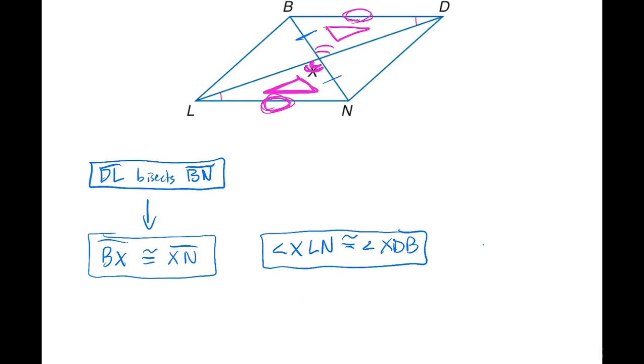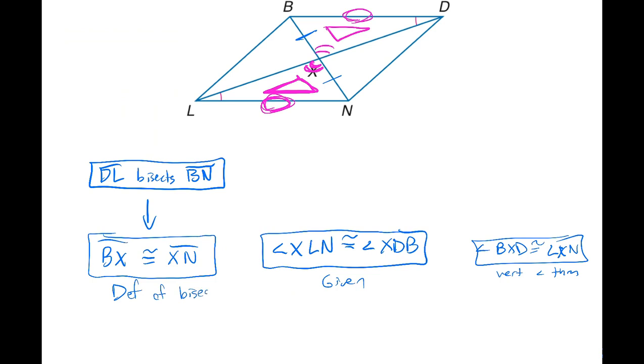angle BXD is congruent to angle LXN. And again, that's vertical angle theorem. You're starting to see which ones we use a lot here. So this was vertical angle theorem. This was given. This was definition of bisects.